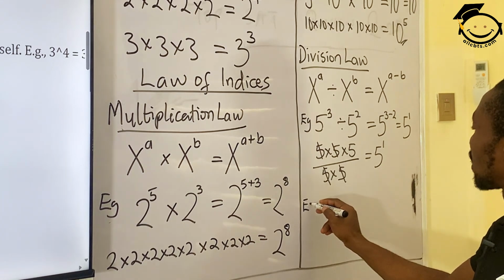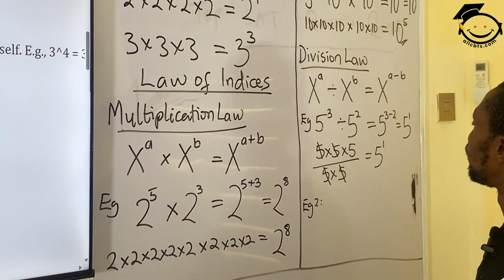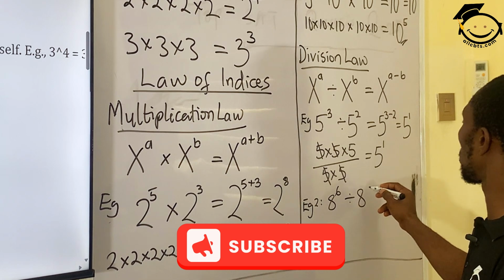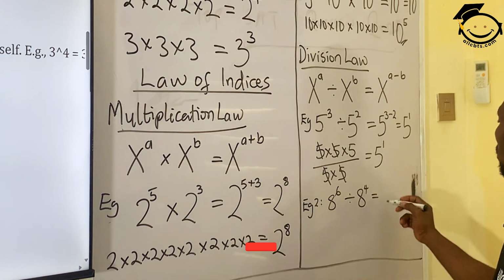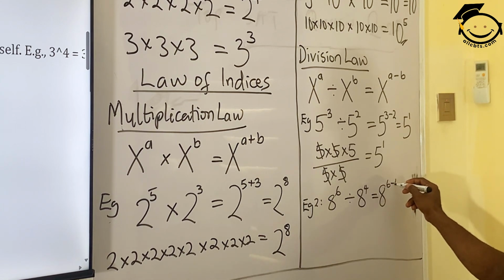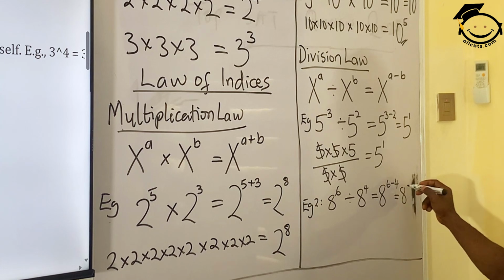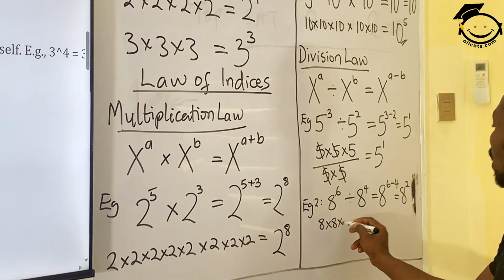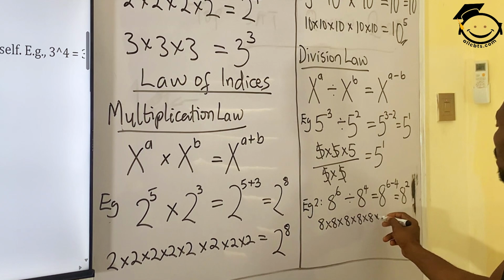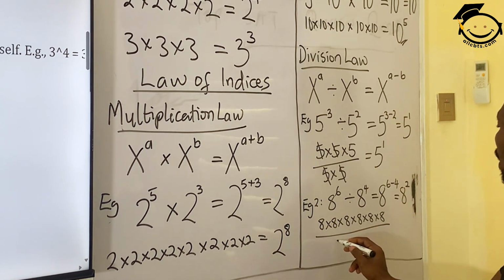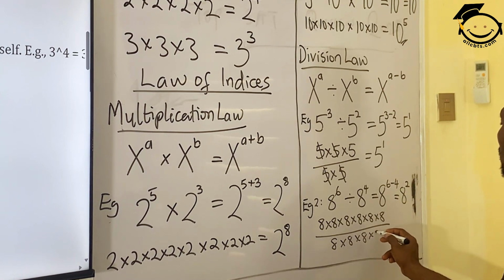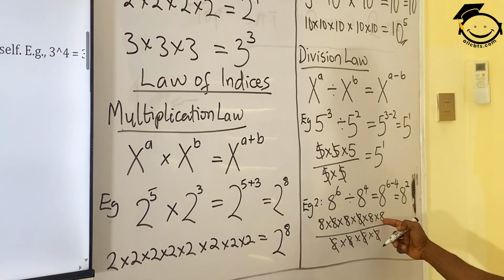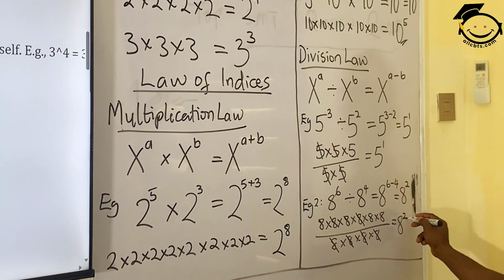Let's look at another example. Example 2. If we have 8 raised to the power 6 divided by 8 raised to the power 4, this will give us 8 raised to the power 6 minus 4, which is 8 raised to the power 2. Simplifying this, we have 8 times 8 times 8 times 8 times 8 times 8 divided by 8 times 8 times 8 times 8. This cancels this, this cancels this, this cancels this, this cancels this, leaving us with 8 raised to the power 2.